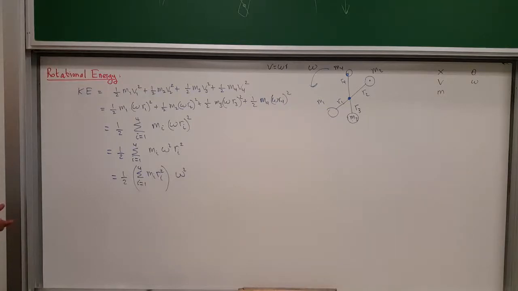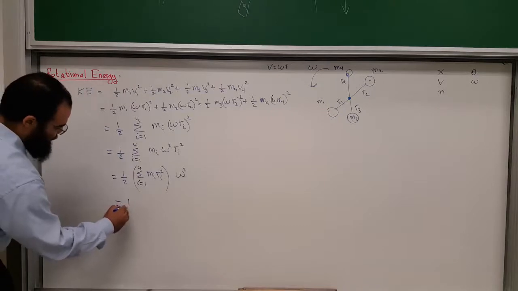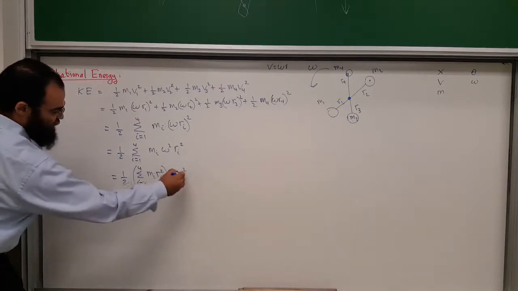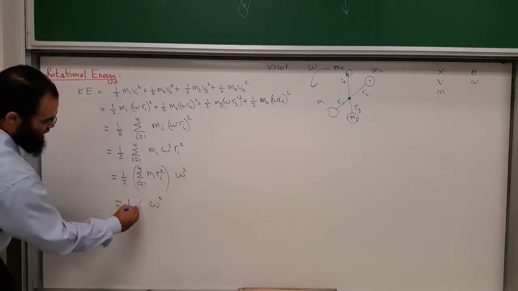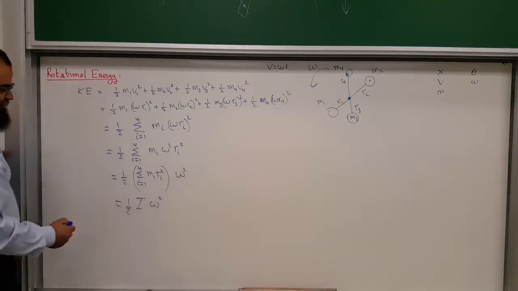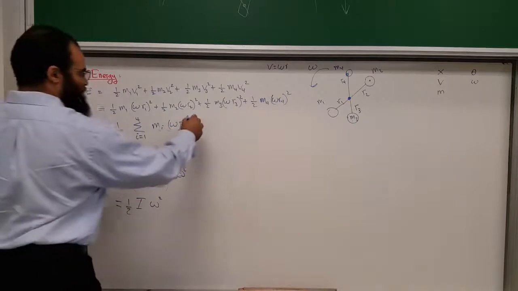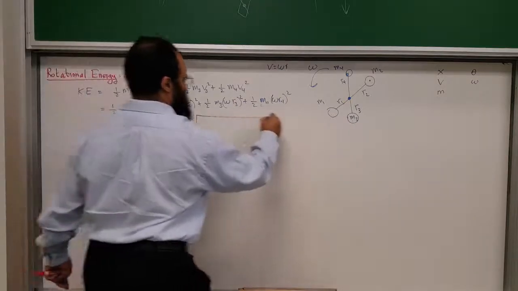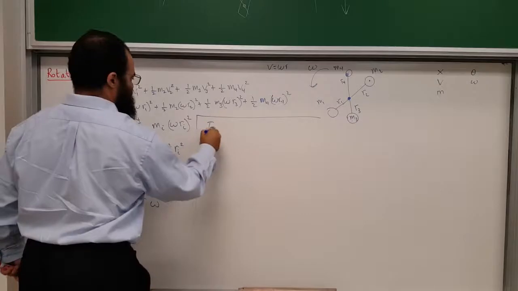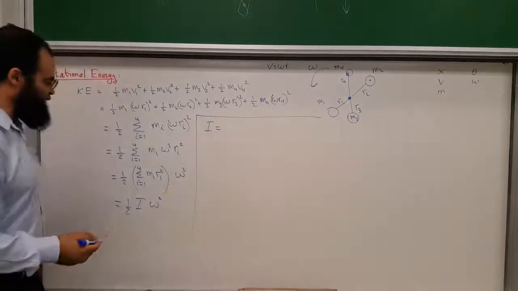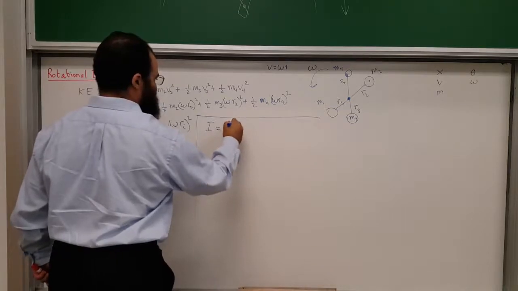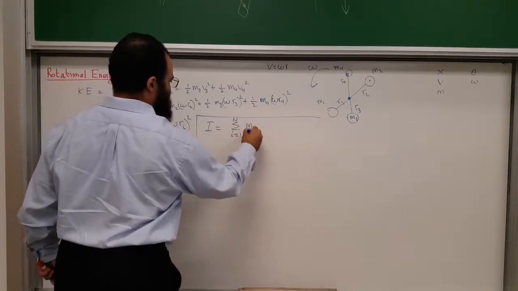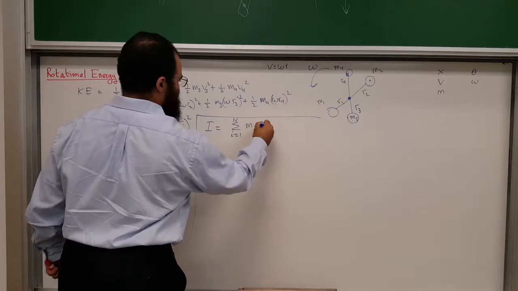So in linear motion, we had 1/2 mv squared. In rotational motion, I have 1/2, and instead of linear velocity, I have angular velocity squared. So what should we call this? We call it I, the moment of inertia. So the definition of the moment of inertia, the way we're going to define it, is I, for a collection of masses, would be the sum of i equals 1 to n of mi ri squared.